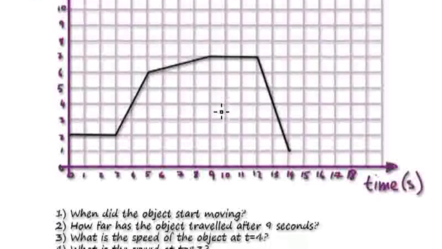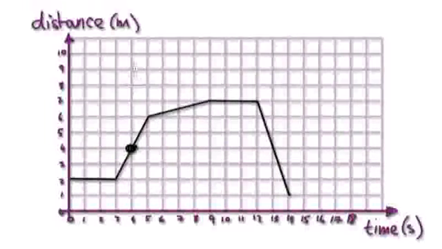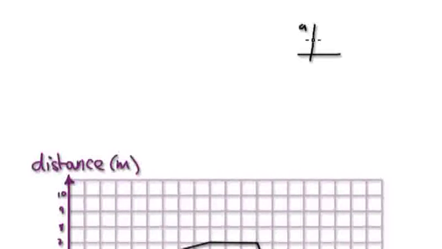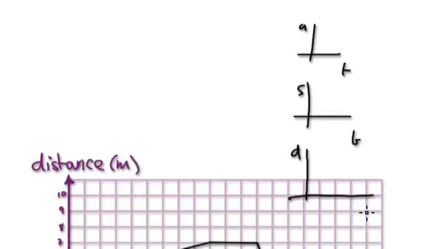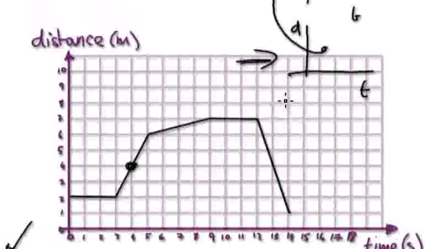Okay. Question 3 is, what is the speed of the object at t equals 4? At 4 seconds, what is the speed there? So press pause and have a go. And remember, inside your mind, you've got the acceleration-time graph, the speed-time graph, and the distance-time graph. We have been given this to work with, and remember, the gradient of this represents the speed. So to answer question 3, what is the speed at time equals 4? It is the gradient of this line here.